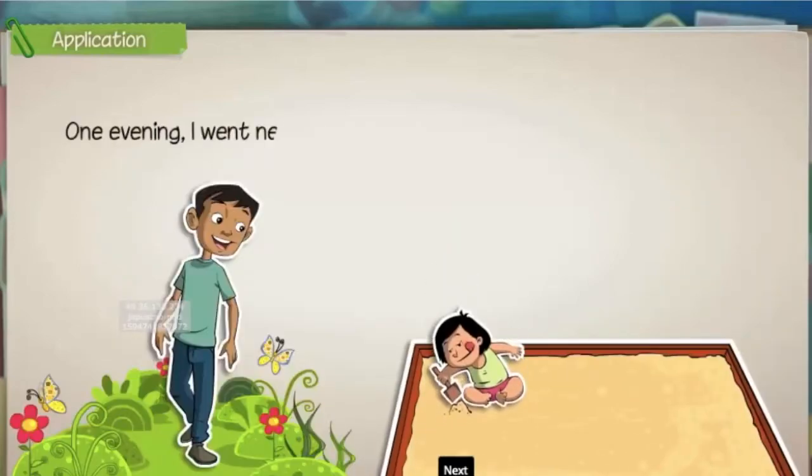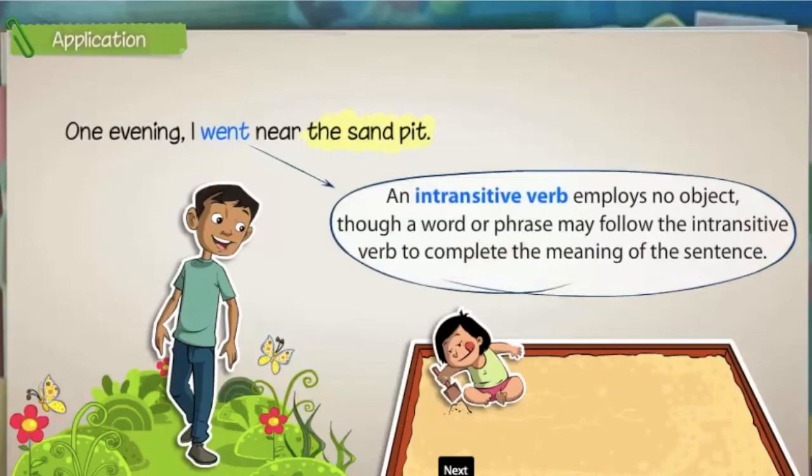One evening, I went near the sand pit. An intransitive verb employs no object, though a word or a phrase may follow the intransitive verb to complete the meaning of the sentence, like I went. If you write went alone, it will not make any sense. So when you add near the sand pit, it makes sense. But it is an example of an intransitive verb.